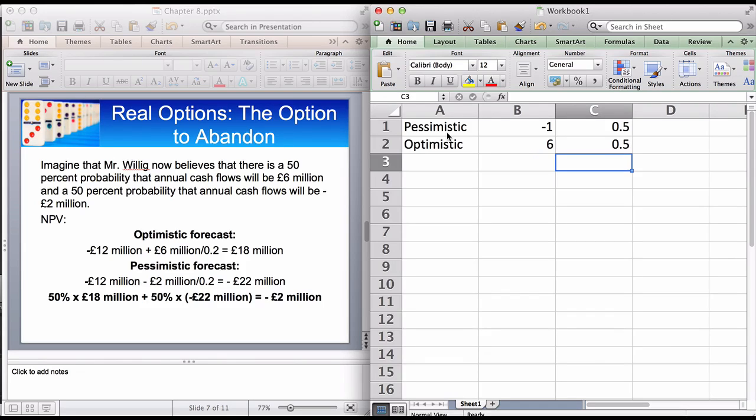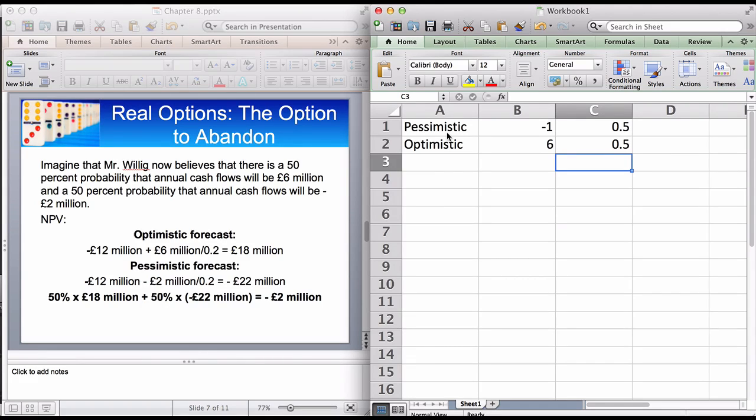So the option to abandon means that, again, it's a dynamic analysis. You start off at time 0, you enter into the project, and then in time 1, you say, is the project going to work or not? If the project is going to work, then you carry on with it and you receive the perpetuity of 6 million going on forever.